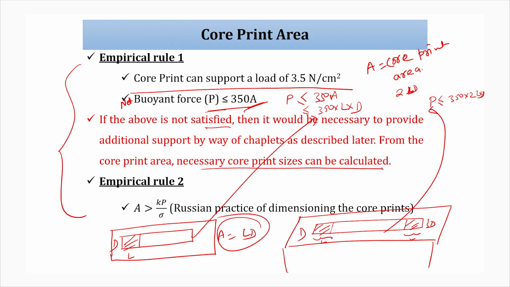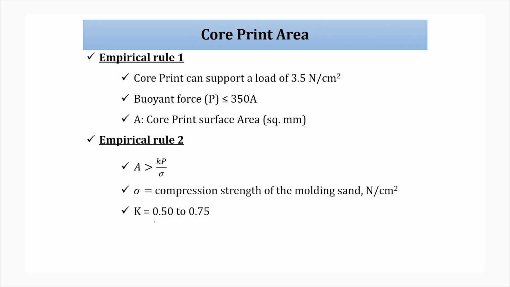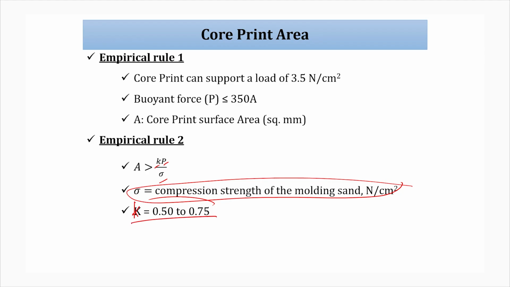The second relation is that the area of the core print is greater than K P by sigma. Sigma is given by the mechanical properties, which is 350. Small k is 0.5 to 0.7, depending on practice. These are empirical relations. The same A, LD or 2LD, depends on the projection area at the parting line, and you can calculate this.